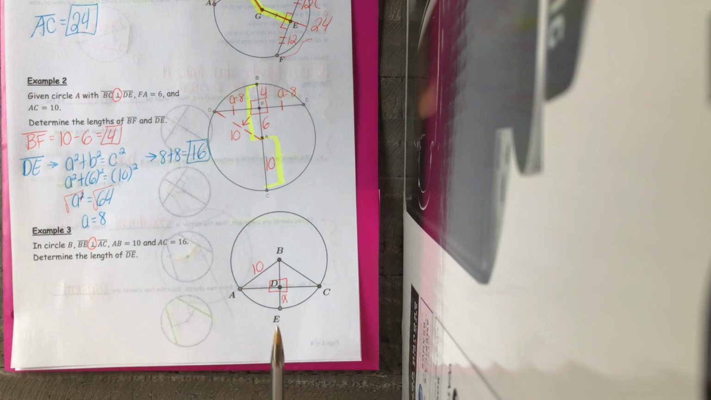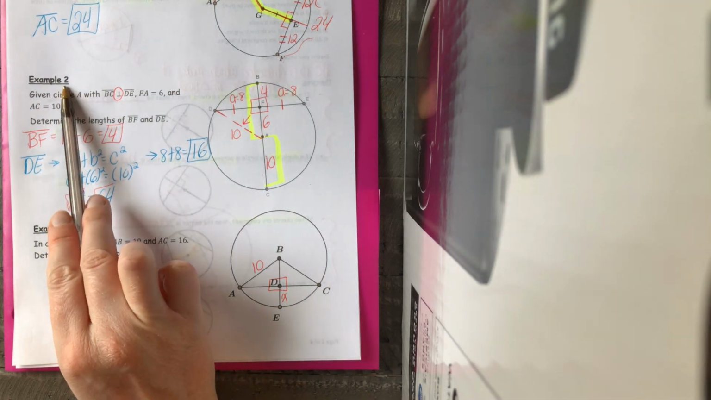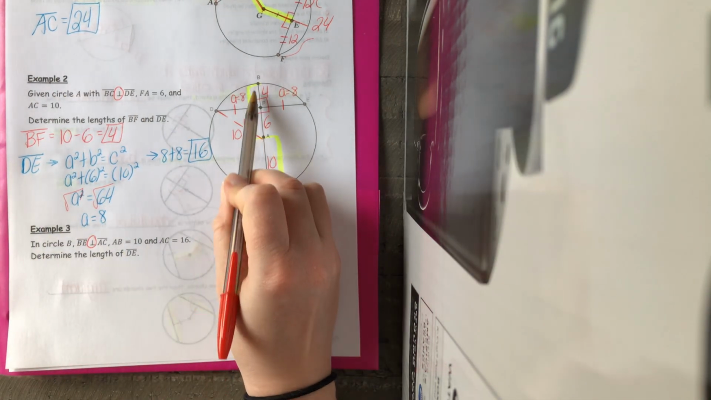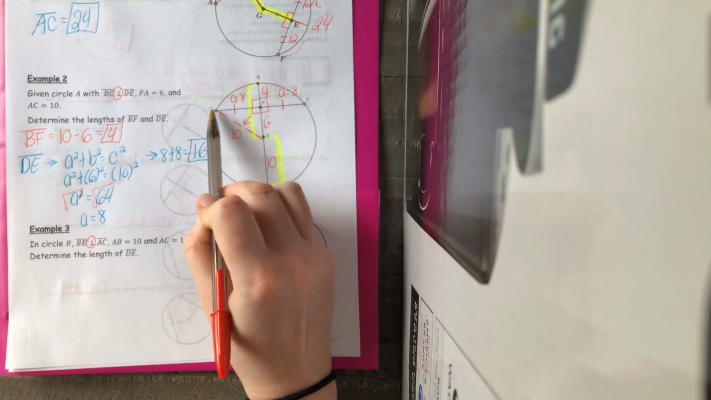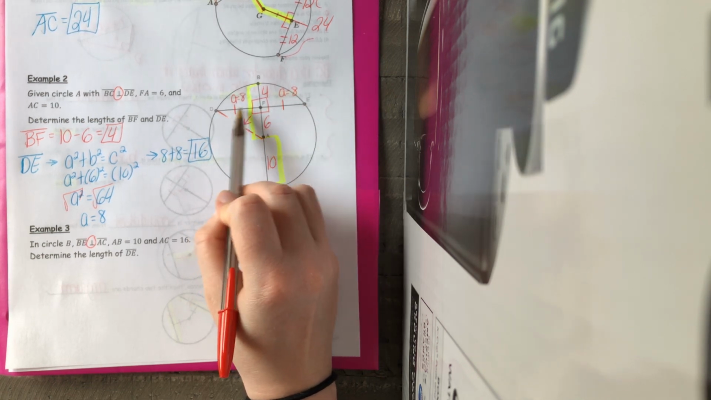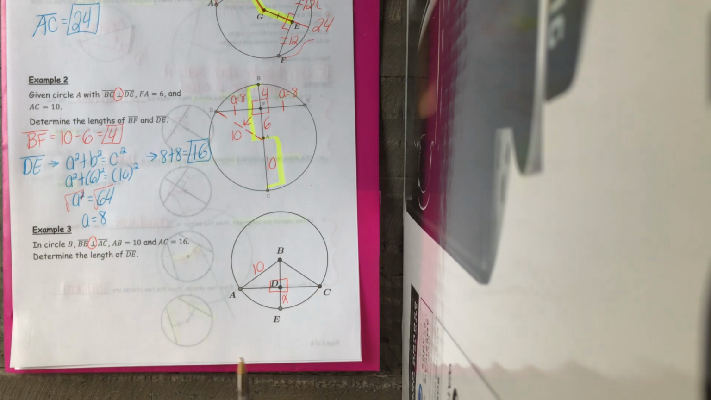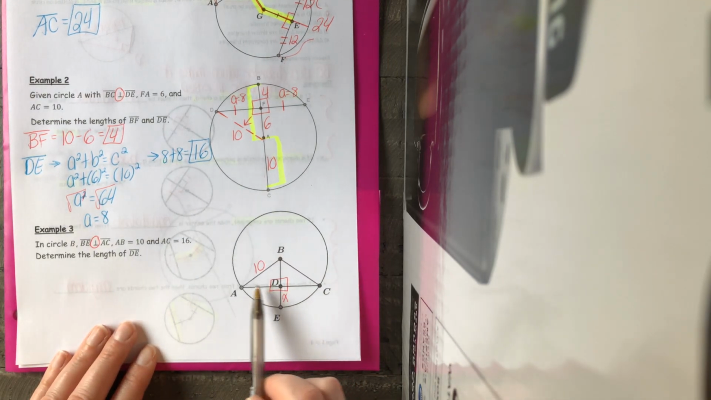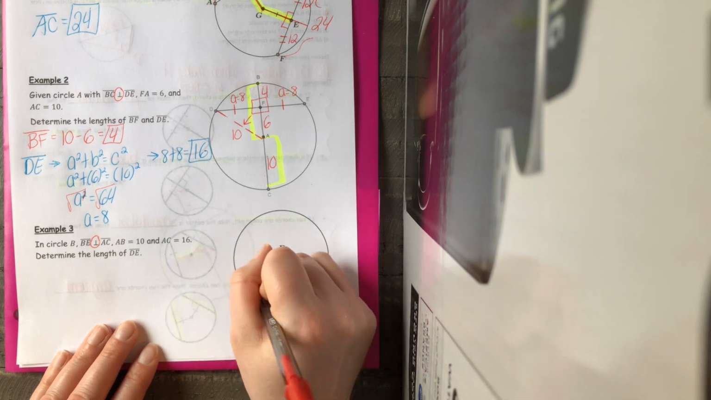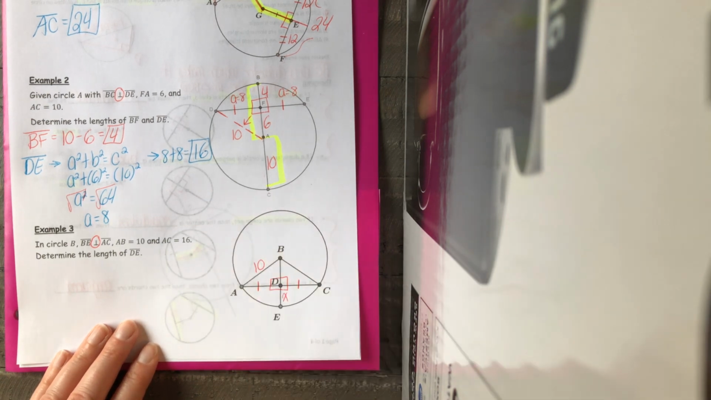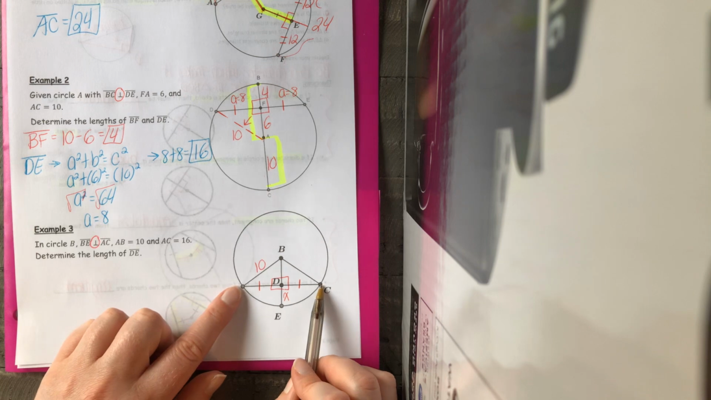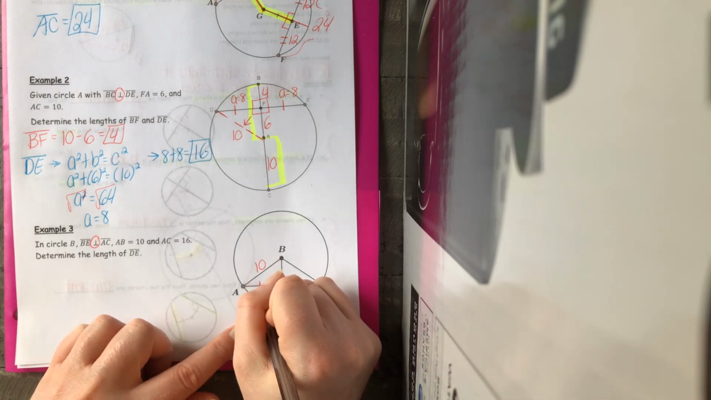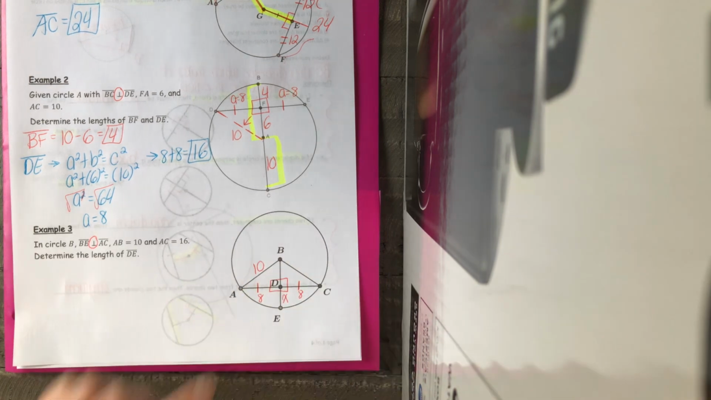All right. Just like in example 2, if I have a radius that's perpendicular to a chord, it also bisects the chord. So it's the same thing here. If I have a radius that's perpendicular to a chord, it also bisects the chord, all right? So if I know AC is 16, I can break that up into 8 and 8, okay? So I'm just going to add that to my diagram.